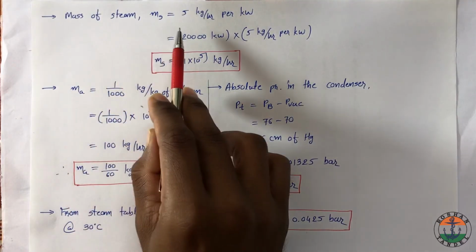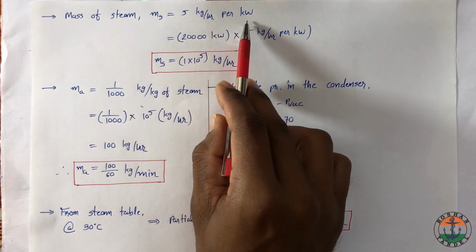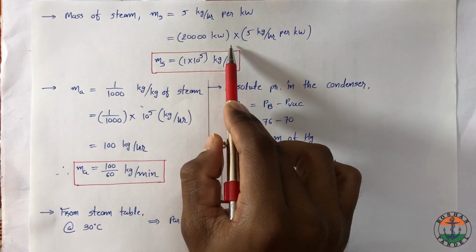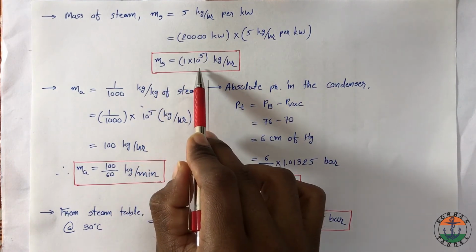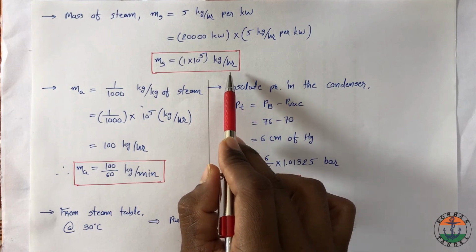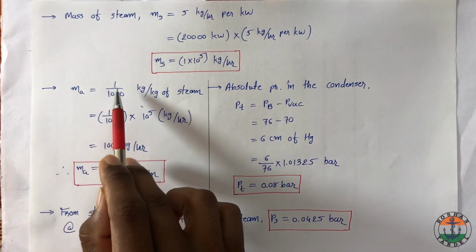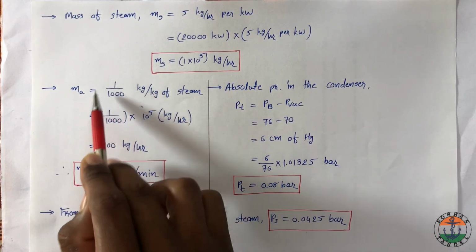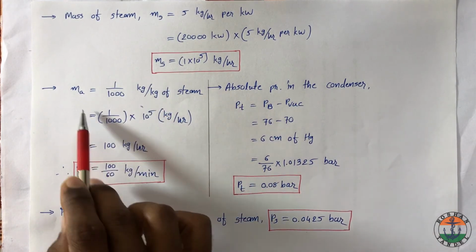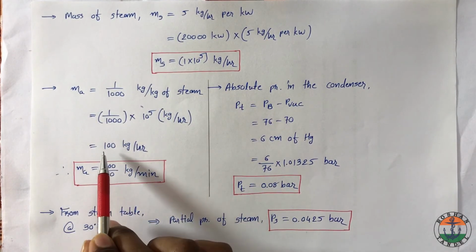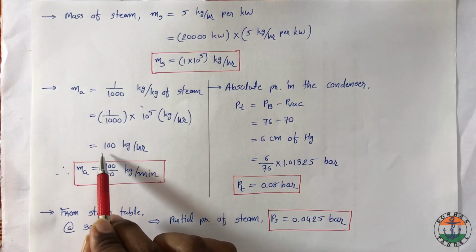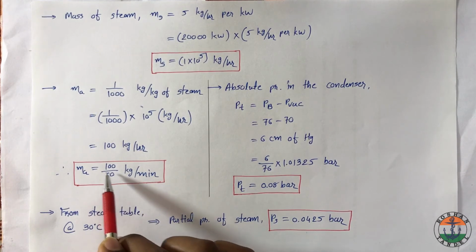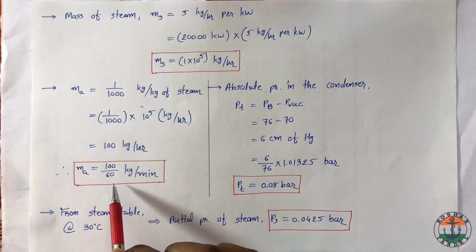Here we have mass of steam, Ms, equal to 5 kg per hour per kilowatt. So multiply this value with the steam turbine capacity. You will get Ms equal to 10 raised to 5 kg per hour. Here mass of air is given as 1 by 1000 kg per kg of steam. Multiply this value by Ms, so you will get Ma in kg per hour, which comes out to be 100. You can also convert 100 kg per hour to kg per minute by dividing this 100 by 60.